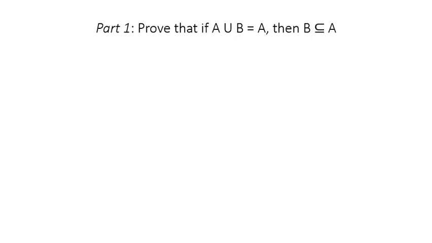All right, so what we have to do is start out with an assumption, and let's do this proof directly. We want to prove that if A union B equals A, then B is a subset of A. To show that B is a subset of A, we need to show that if X is in B, then X is in A.